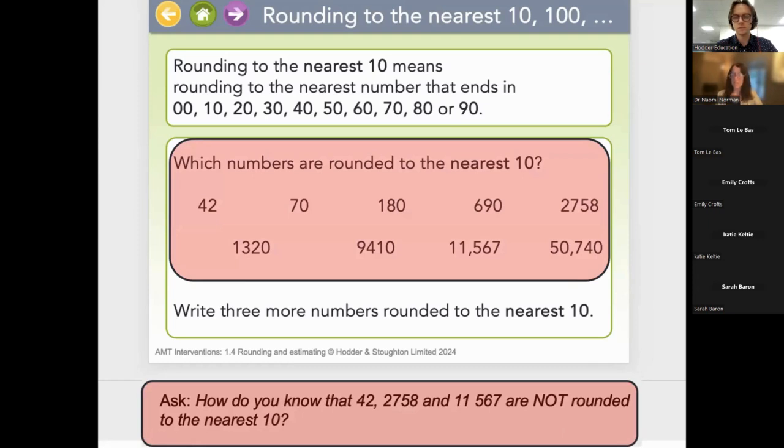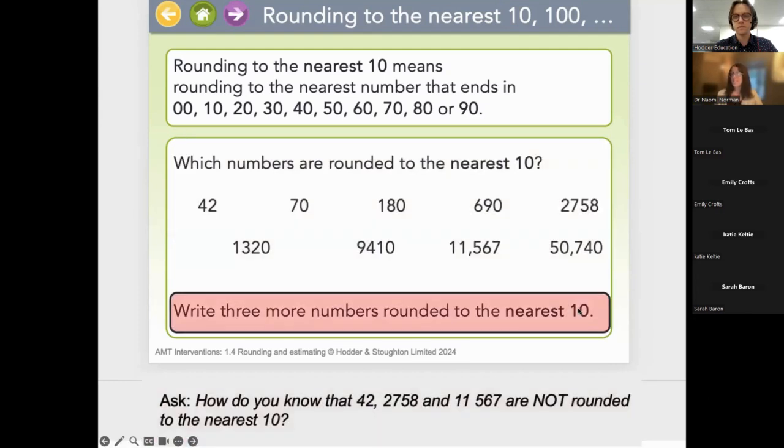42, 2,758 and 11,567 are not rounded to the nearest 10. And then to consolidate even further, we ask students to write their own numbers rounded to the nearest 10. And this is all before students are even asked to do any rounding.